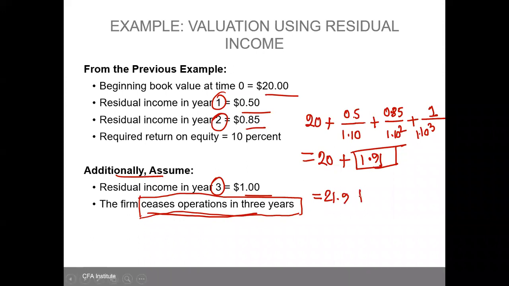Out of this 21.91, can you observe that 20 constitutes a significant value of the 21.91? So you can understand how large the portion of the beginning book value of equity is in residual income valuation.